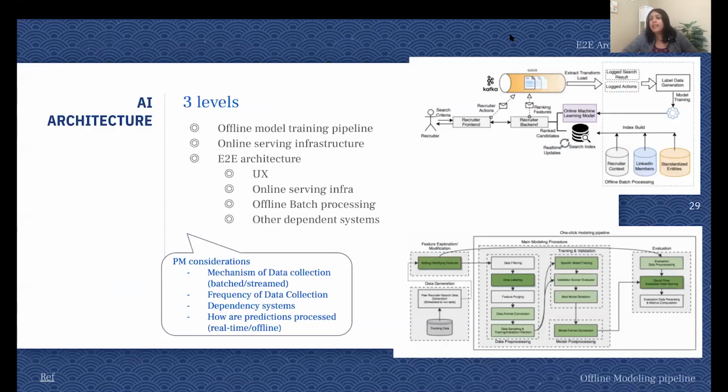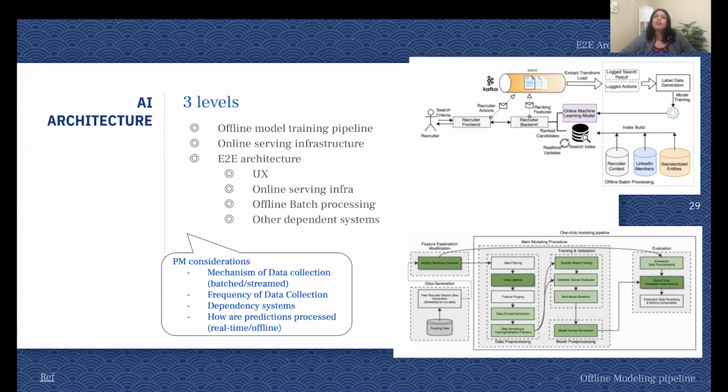Next one is AI architecture. Now this is very interesting. Of course, any system that we build needs an architecture. AI has two extra things that come into play. One is the offline model training pipeline. So you do need to build an offline model training pipeline. And the other one is the online serving infrastructure. This is specific to AI models.